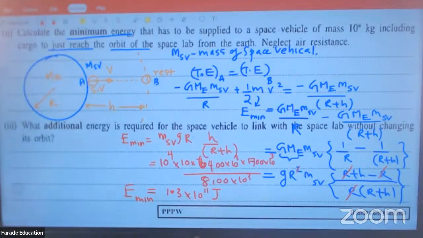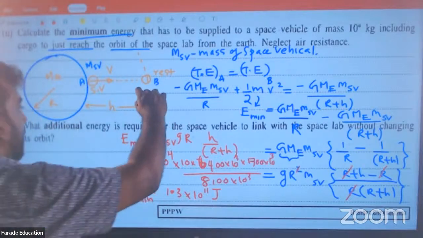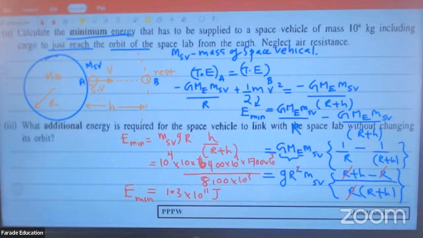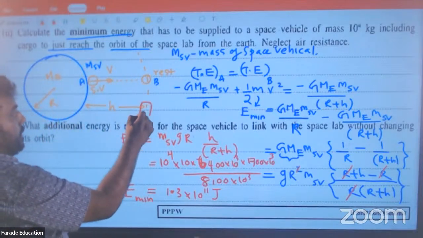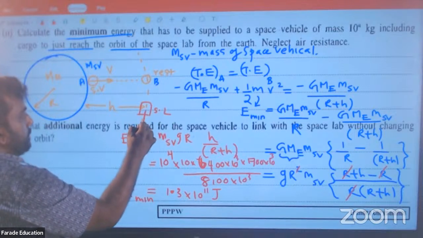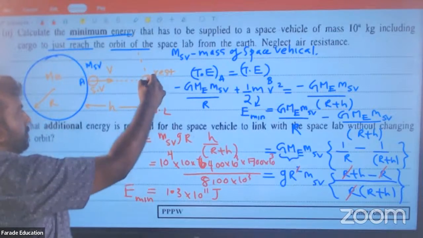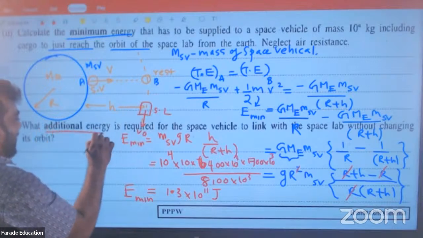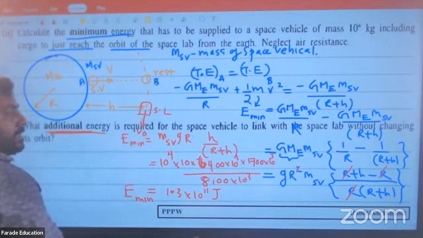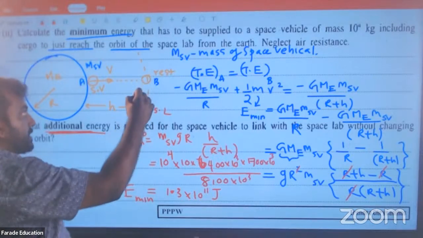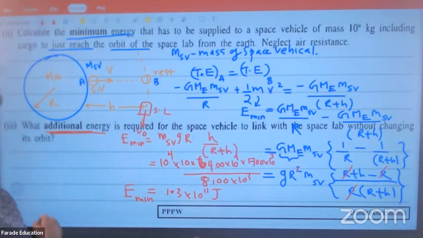Right. So all this working. So space vehicle just reaches there. Space lab is here. Space lab is going with V naught. So you have to link from here to here. What additional energy is required for the space vehicle to link with the space lab? Now from rest, it has to accelerate. Gravitational here, gravitation there, same.